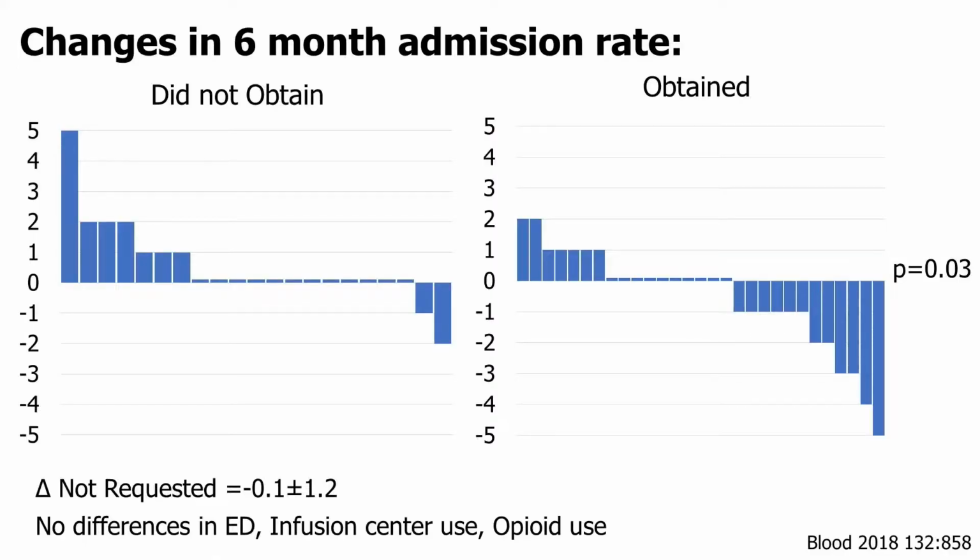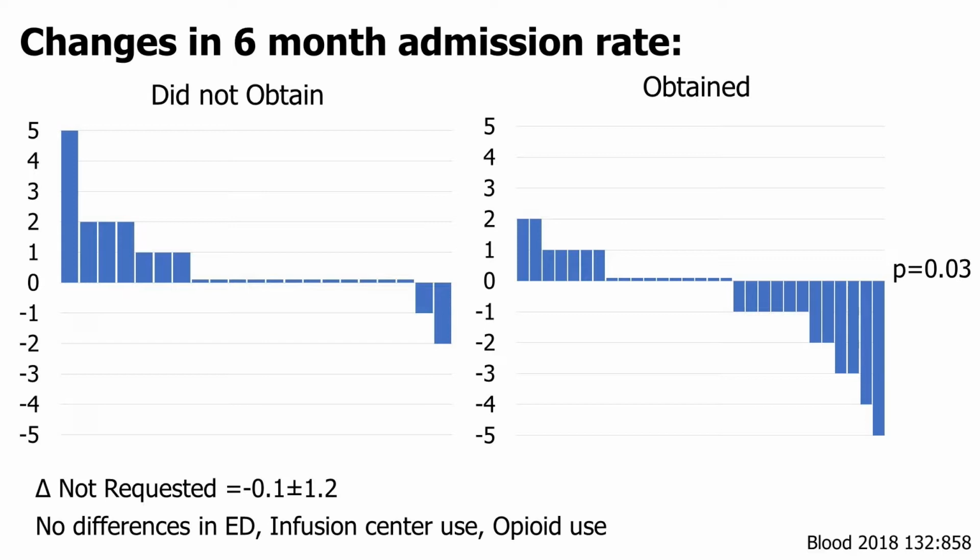So those that did not obtain medical marijuana, their admission rate was either flat or slightly increased. It was an average of about 0.5 admission increase in the next 6 months. Whereas of those that did obtain marijuana, 40% of them showed a decrease in their subsequent admissions. So this ended up to be an average of a drop of about 0.6 admissions in 6 months, and the difference between these two groups was statistically significant.